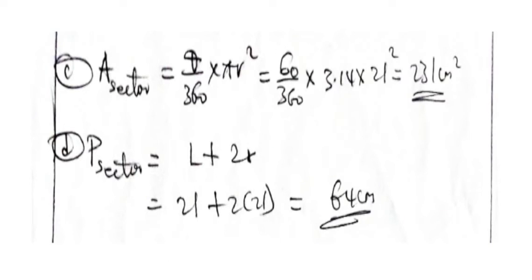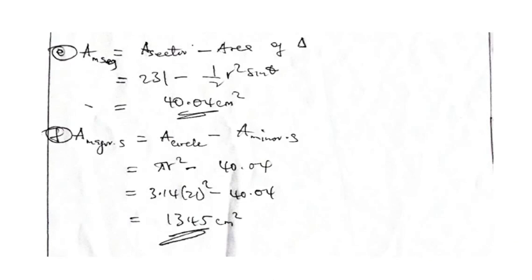C, area of sector. The area of sector is given as theta over 360 times pi r squared. We put the values, and we have 231 centimeters squared. D, perimeter of sector. Perimeter of sector is given as L plus 2R. That is 22 plus 2 times 21 equals 64 centimeters.